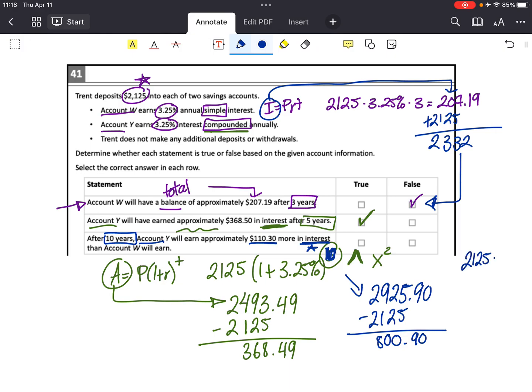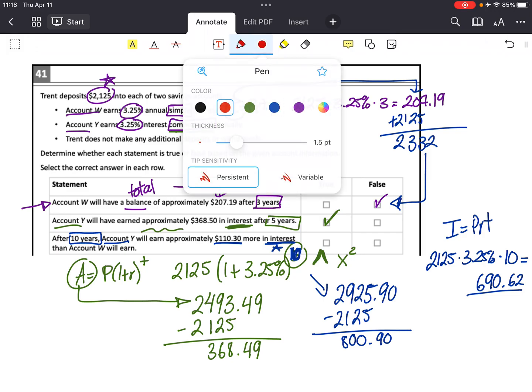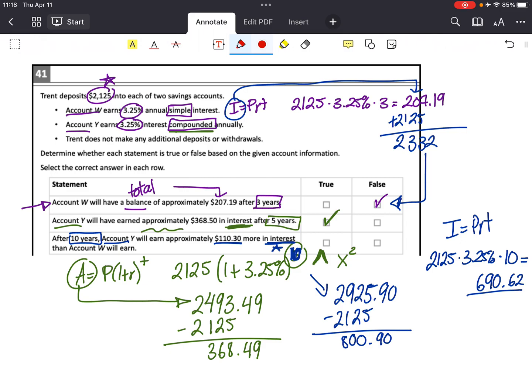Now, we do need to compare this to the other account. So I need to also calculate what the simple interest account would be with 10 years. And when I do that, it gives me an answer of $690.62. So again, I know this is interest because my formula is I equals PRT. So now I have to compare how much more one will earn than the other. I know for sure account Y, that was this guy, earns more than account W. So that part is correct, that account Y will earn more.